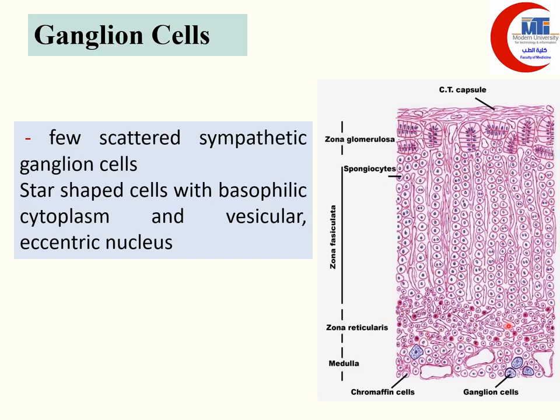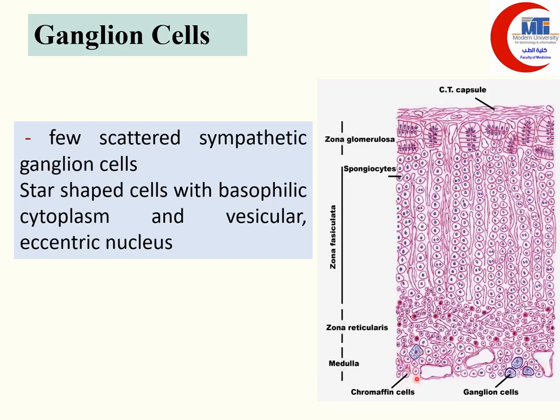The third zone called the zona reticularis, as it forms a reticulum, as the cords of cells are branching and anastomosing cords. These cells are separated also by fenestrated blood capillaries, as they secrete androgen directly into these fenestrated blood capillaries.